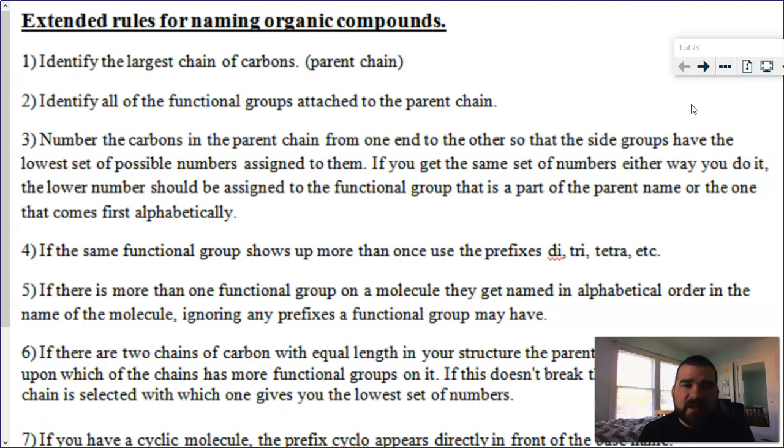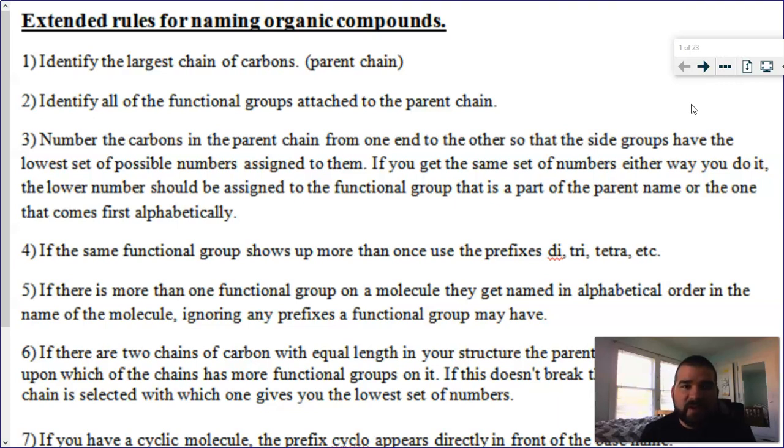So today is more like actually naming organic molecules, and this can get pretty tricky. We'll start slow, of course, but there's quite a bit going on, and once you get the hang of it, it is kind of fun. It's kind of puzzly. It's kind of enjoyable. So anyway, here are the extended rules for naming organic molecules.